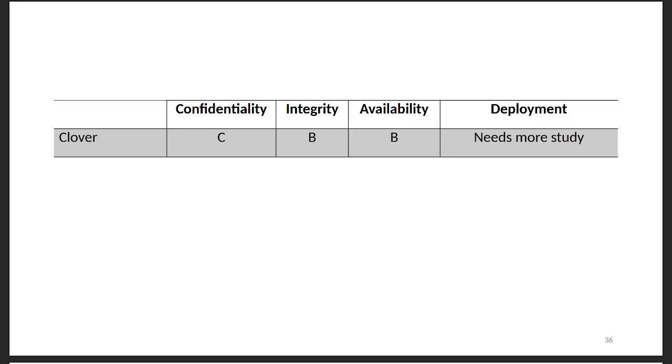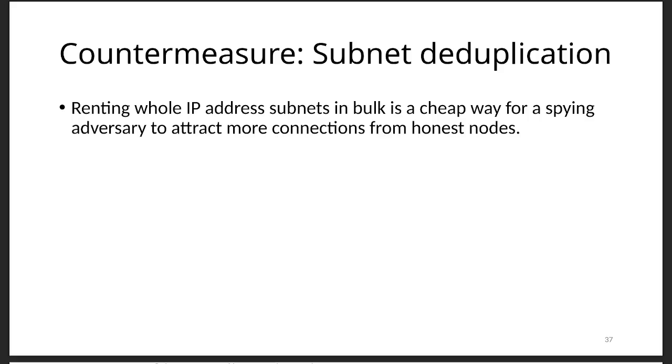On deployment, Clover needs more study to verify its claims before deployment could seriously be considered. If deployed, it could be used instead of Dandelion by unreachable nodes because Dandelion provides less privacy for unreachable nodes.